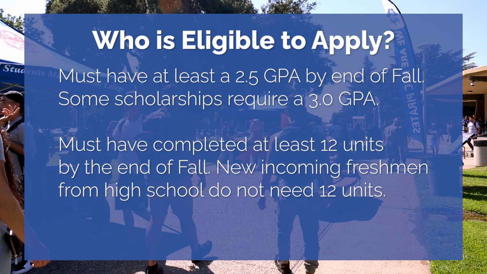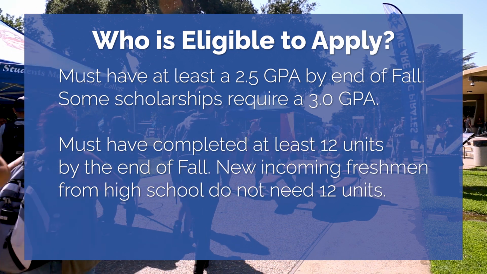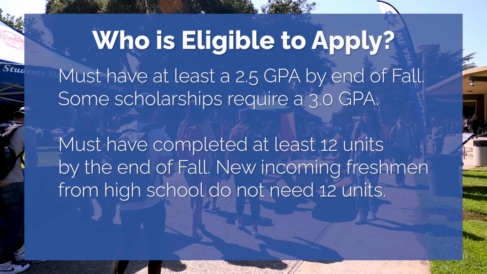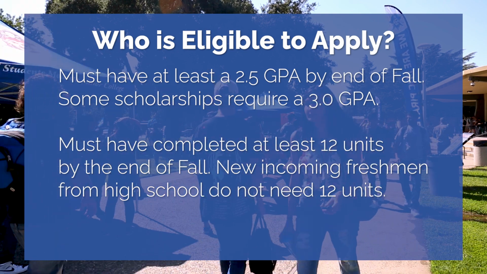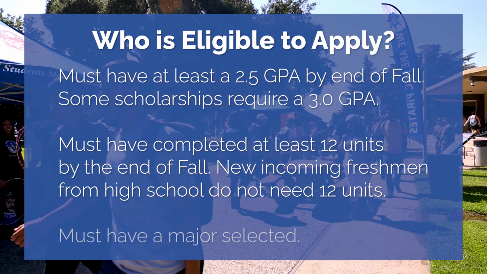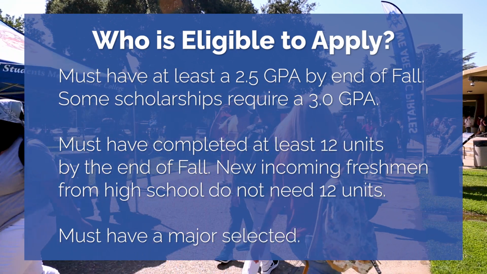Example, if you took 7 units in spring, 4 in summer, and are enrolled in 5 in fall, you will meet the 12-unit requirement. Current high school seniors who will be new incoming freshmen in fall will be exempt from the 12-unit requirement. You must have selected a major.